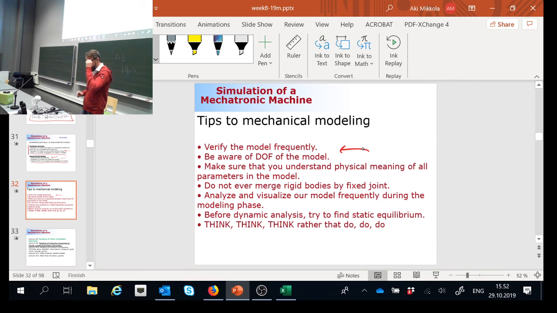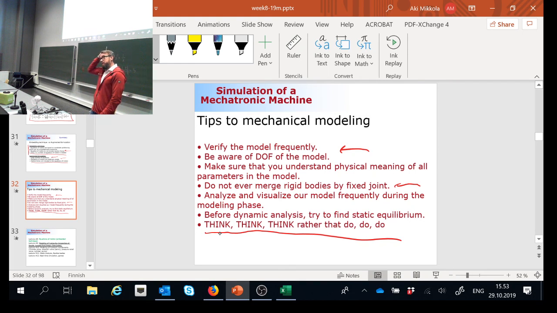That's my personal opinion. Now, do not merge rigid bodies by fixed joint. Why is that? Because if you use a method based on Lagrange multipliers, you keep on adding to the number of unknowns for a reason that is not needed. So don't do it. It's considered a very poor modeling practice. Okay, so analyze and visualize your model as frequently as possible, and try to find the static equilibrium. And then this is important. Think. And then think, and think one more time before you do things.